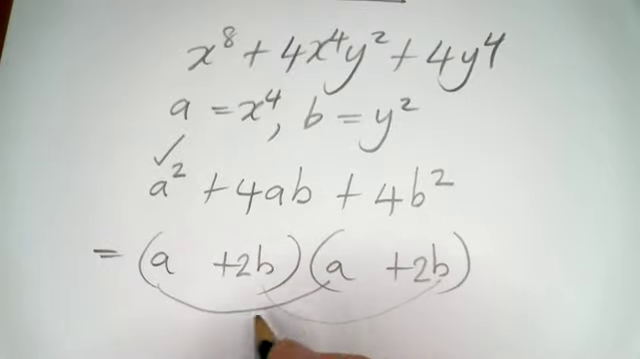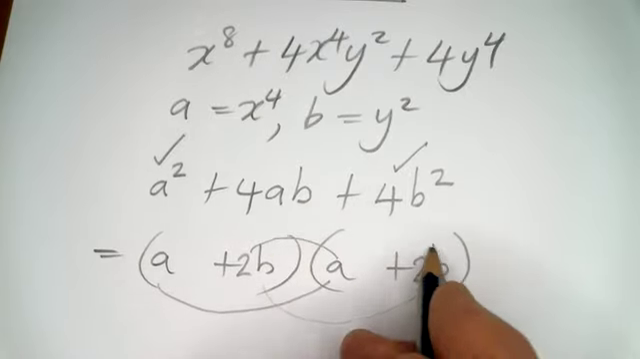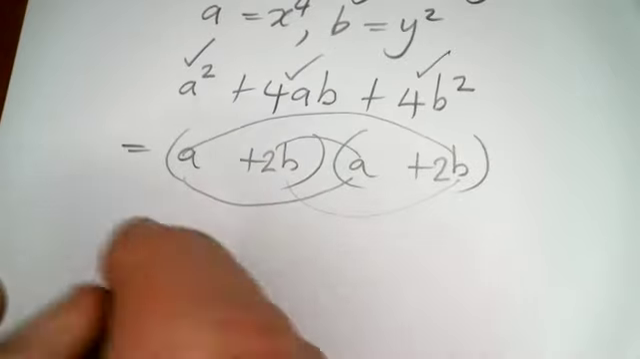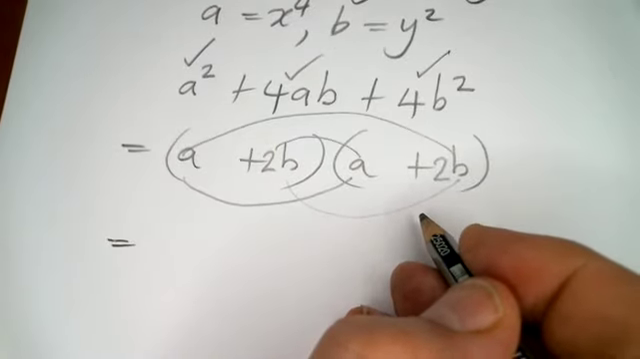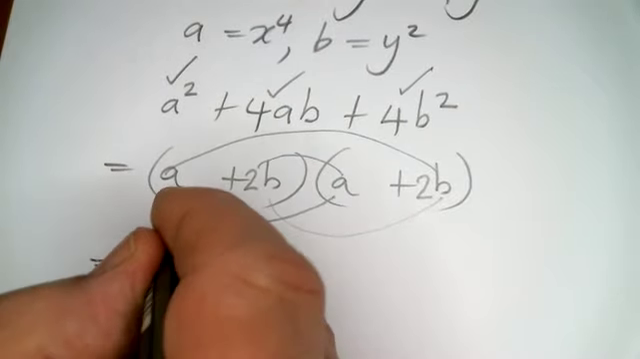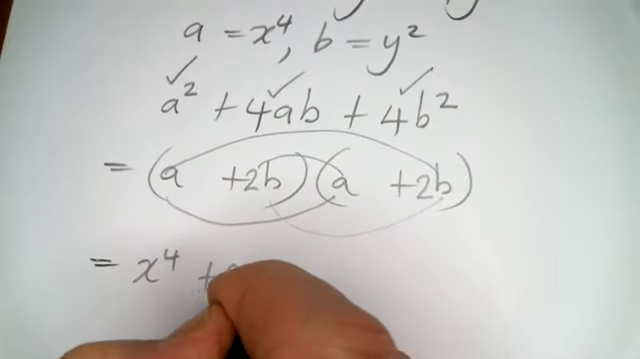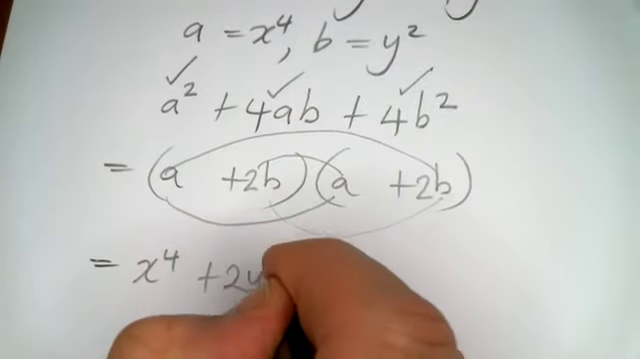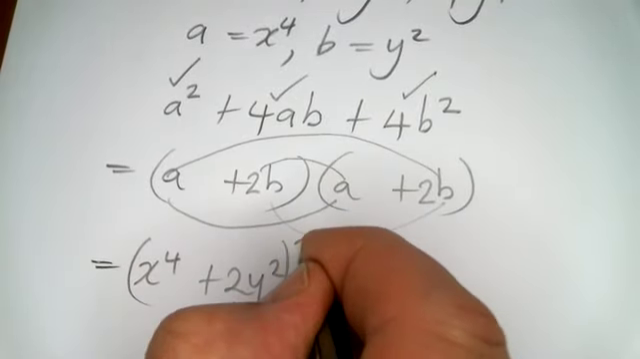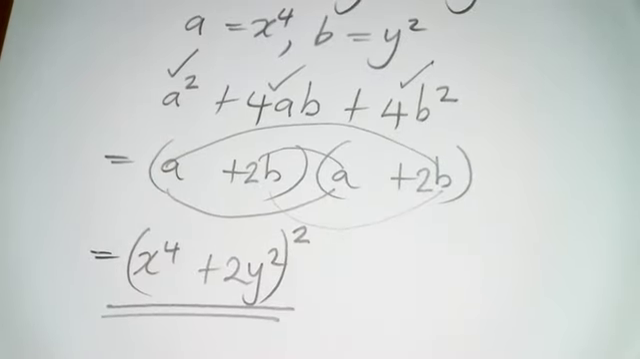A times a is a squared. 2b times 2b is 4b squared. And 2ba plus 2ba is 4ab. So that works. So all we've got to do now, and that's correct, is every time we see an a, we've got to revert back. So I've got an a, well, that's an x to the 4. So I've got x to the 4 plus 2 times b, well, b is y squared. And I've got the same thing all again, so it must all be squared as part of our perfect square. And there is our solution.